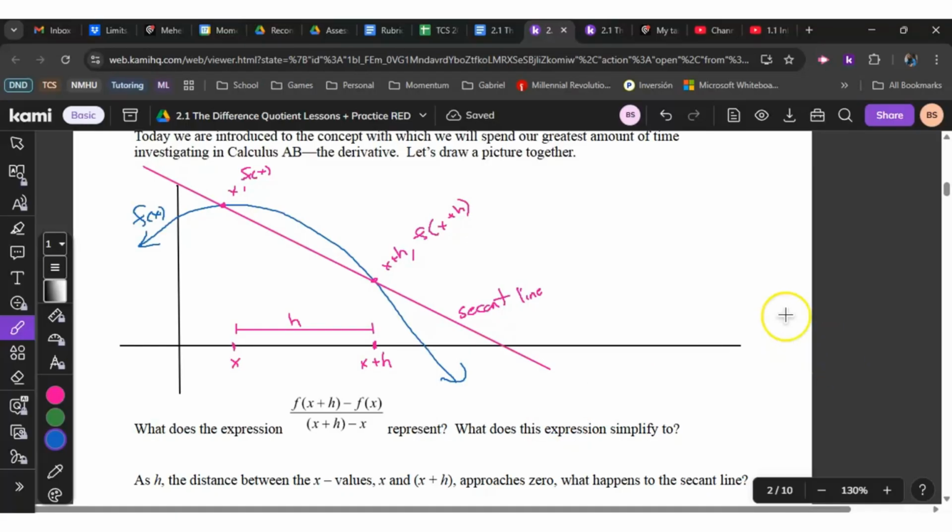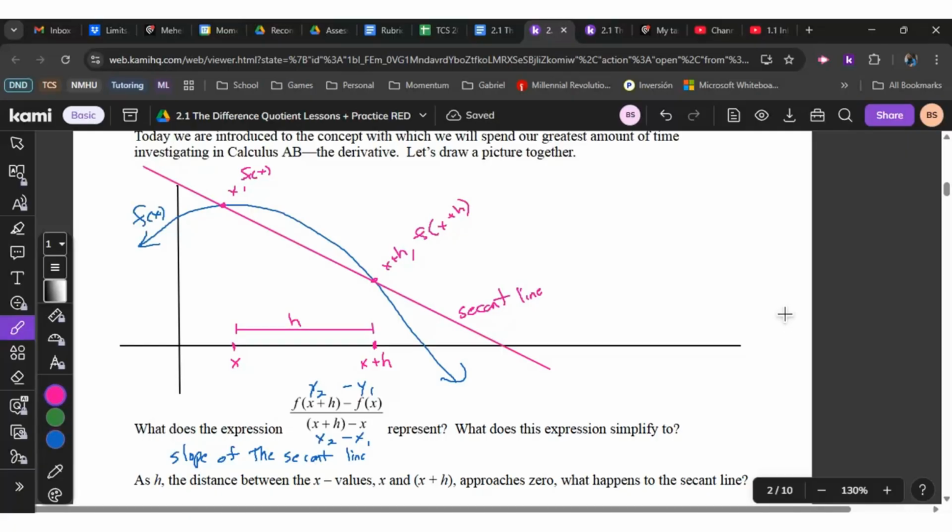All right. Now, guys, what does the expression f of x plus h minus f of x over x plus h minus x represent? The slope, right? This is literally y2 minus y1 over x2 minus x1. So that is literally just the slope of the secant line.